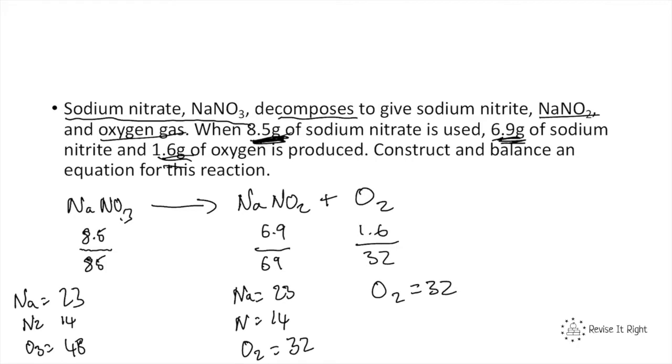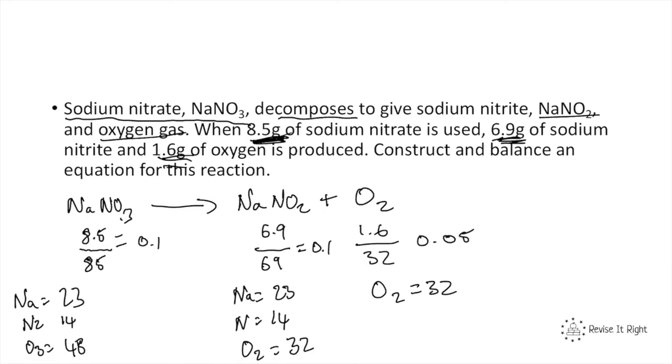Now we can use our moles equals mass over MR equation to work out how many moles are in each of these. The mass, which is the top number, divided by the MR, which is the bottom. So 8.5 divided by 85, if we put that in a calculator, we get 0.1. Then 6.9 divided by 69, again, you get 0.1. And then 1.6 divided by 32 gives you 0.05.